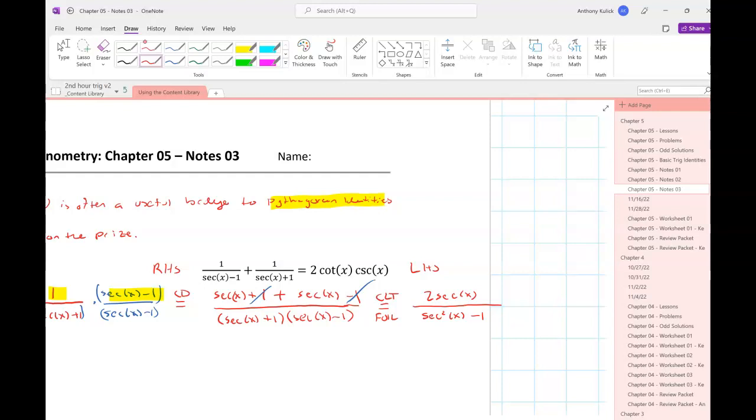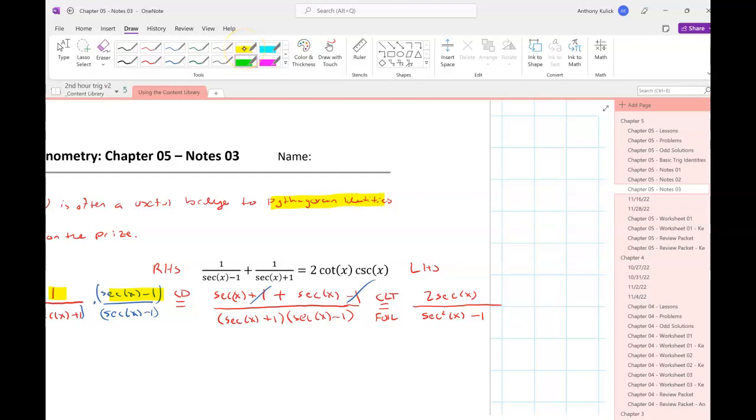So we're down to one fraction now, correct? What can I do with one fraction? Really, the only algebraic thing I could do is to reduce. Now, is there any reducing I can do here? Not as it's currently written.